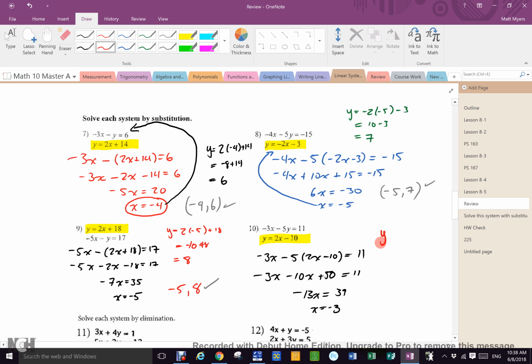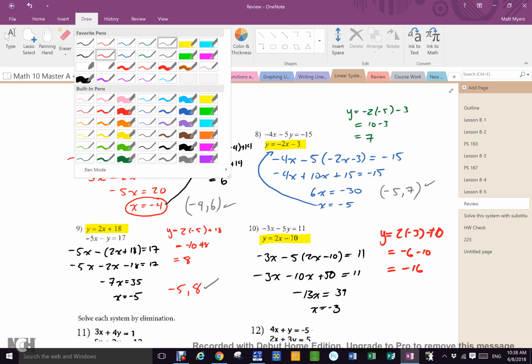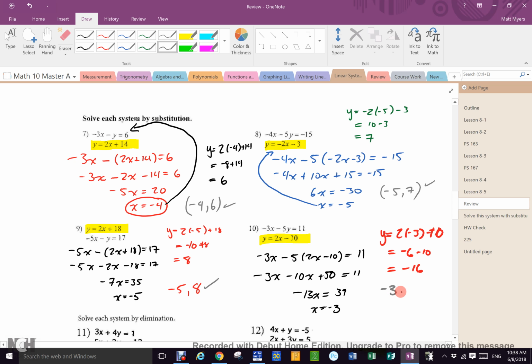Go back up to the top. Y equals 2 times negative 3 minus 10. Negative 6 minus 10. Negative 16. And your ordered pair, negative 3, negative 16. That's not right. It is not 39, it is negative 39. Thank you, Wong. So x is positive 3. So it's 6 minus 10, which is negative 4. That's right.